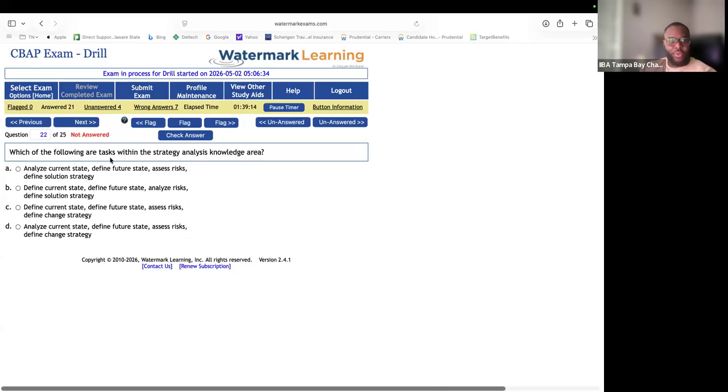Next, which of the following are tasks within the strategy analysis knowledge area? A: Analyze current state, define future state, assess risk, define solution strategy. B: Define current state, define future state, analyze risk, define solution strategy. C: Define current state, define future state, assess risk, define change strategy. D: Analyze current state, define future state, assess risk, define change strategy.